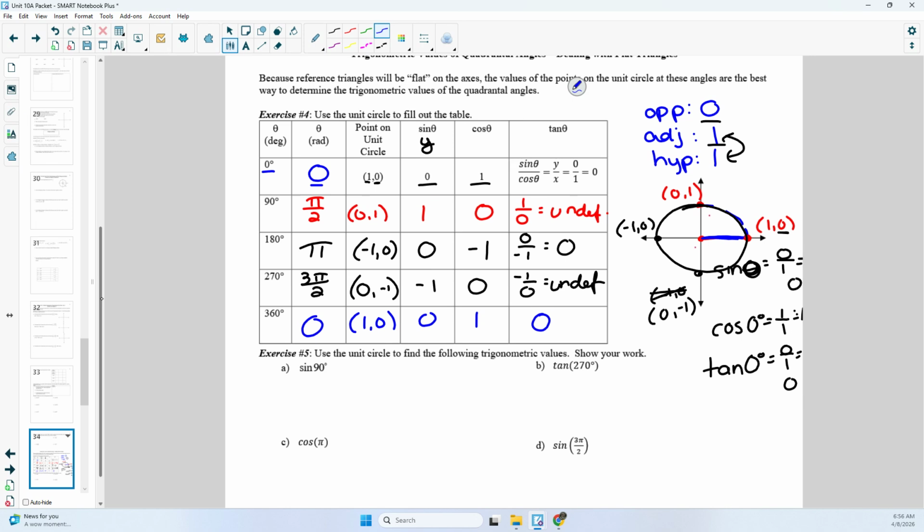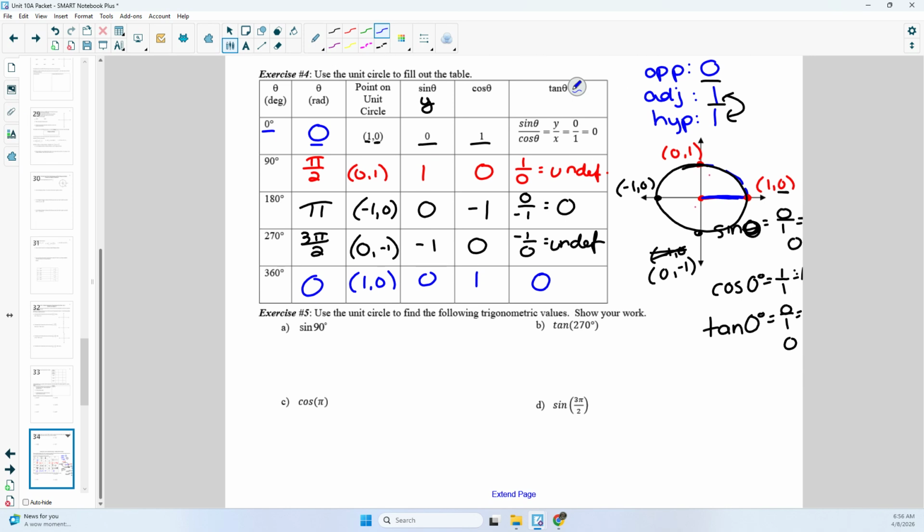So if I'm going to just randomly do one of these questions and I'm not filling out a whole table, what I quickly do for these, and what you want to do for your work, is recognize it's a quadrantal angle, create a flat triangle, and label the one point you need. So I'm doing 90, so I need 0, 1. Recognize that sine is y, so the sine of 90 is 1. Tangent of 270, I could even just put a point down there, so that's the point 0, -1. Tangent is y over x, so -1 over 0 is undefined.